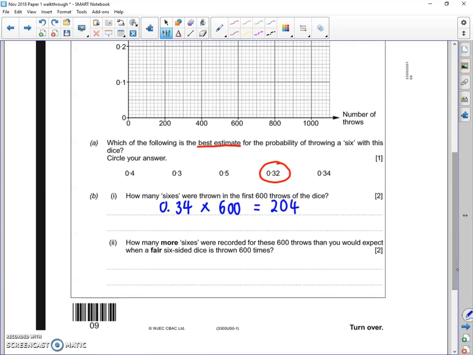How many more 6s were recorded for these 600 throws than you would expect? Okay, well, if it was a fair 6-sided dice, you would expect that 1/6 of the 600 throws would come out as a 6, which would be 100 times. And we've got 204 times, so that means we've got an extra 104 times of rolling a 6 than we would have expected to get. Okay, so relative frequency, exactly the same as probability really, except it's all got from experimental data.